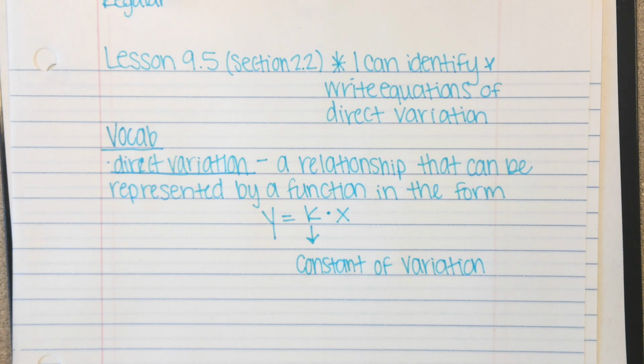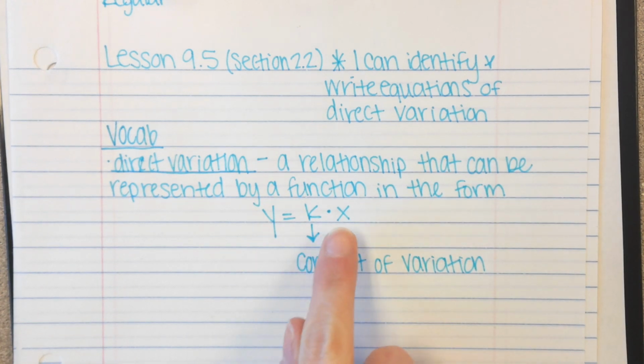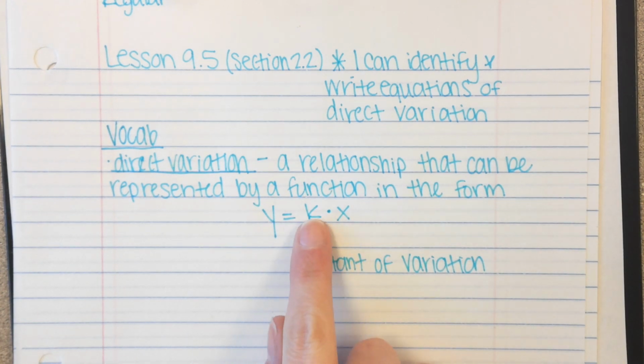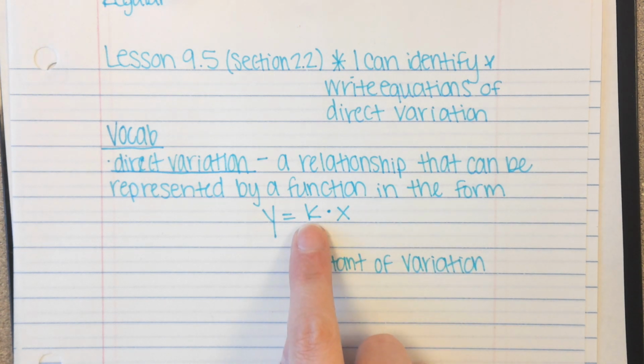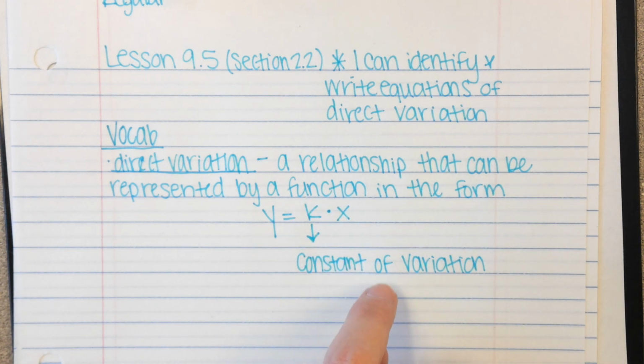So our only term is direct variation, and that's a relationship that can be represented by a function in the form y equals k times x. So this is just a specific type of relationship or a specific type of function. It means that you get y by multiplying x by a constant, and a constant is just a number. It'll look like the coefficient. We call k the constant of variation. So that is how x is related to y. It's being multiplied by k.